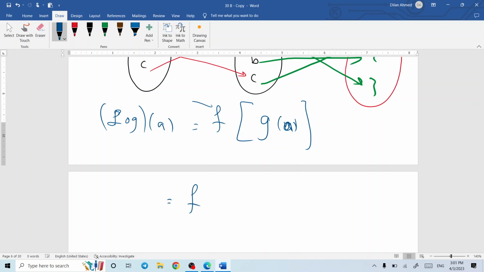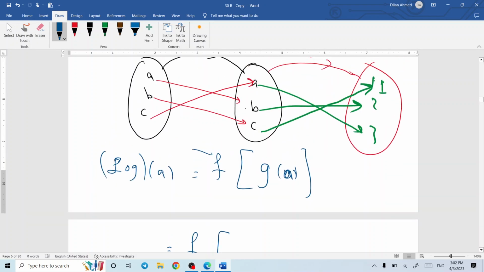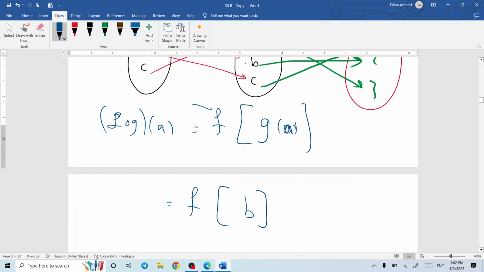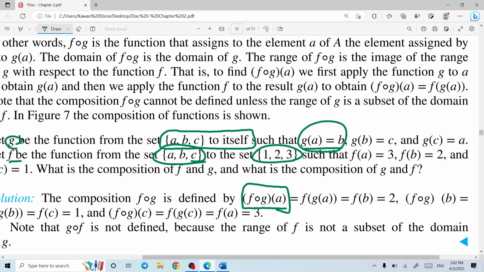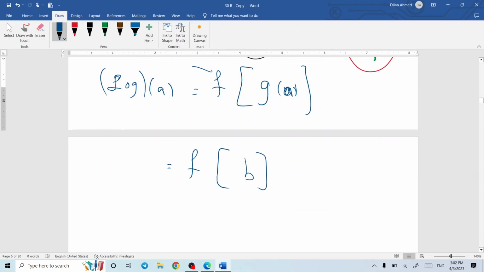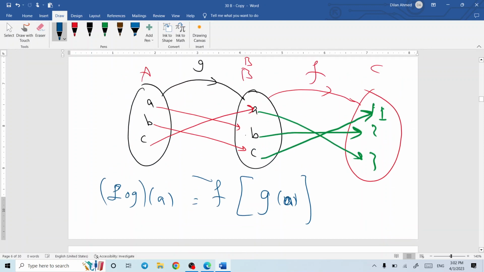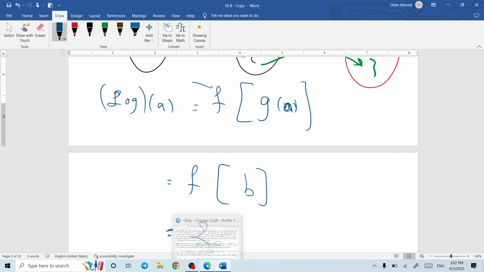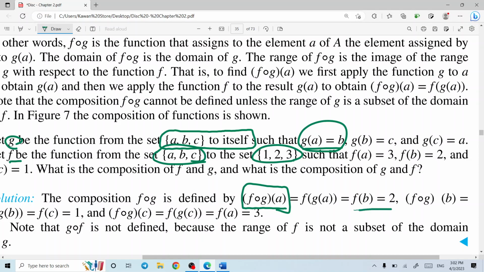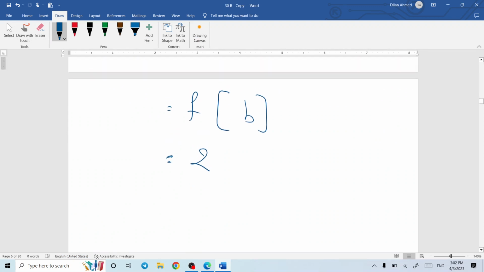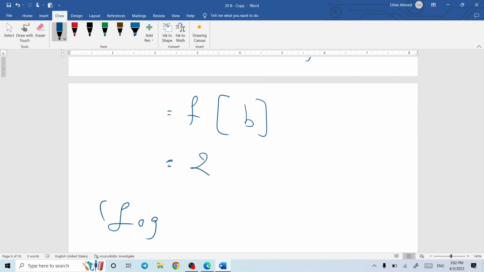Then I'm going to check G of A equal to what? Equal to B, by the given. Good. Now I'm going to check F of B equal to what? F of B equal to 2. So I'll get 2. Look here, F of B equal to 2. So the result is like that. How about F of G of C? Go do it at home. It's easy, just step by step.